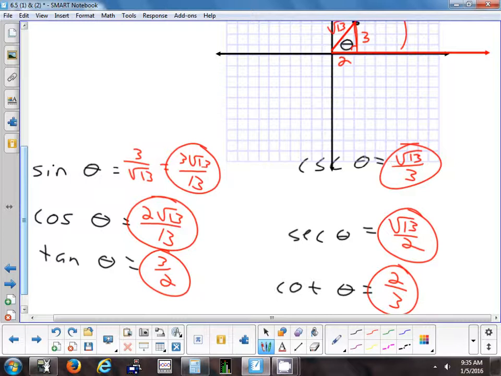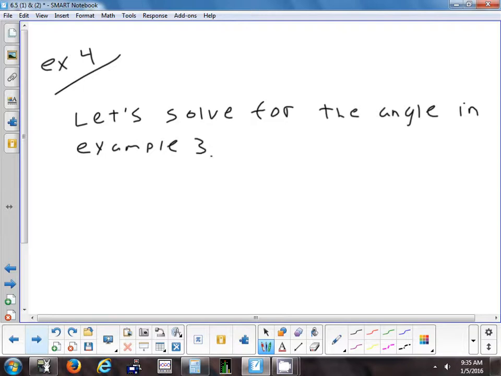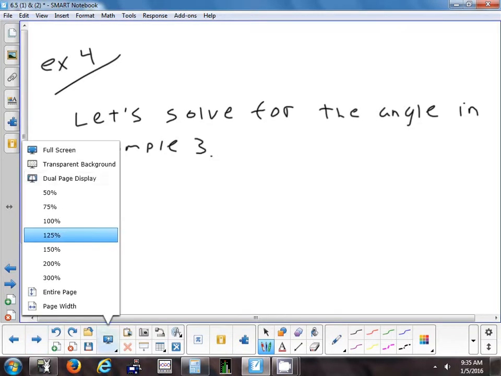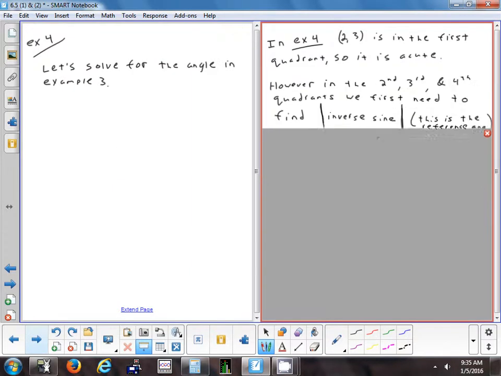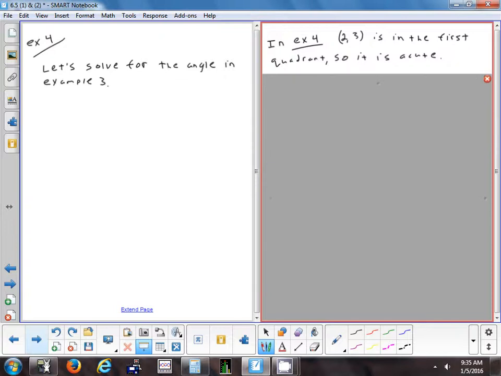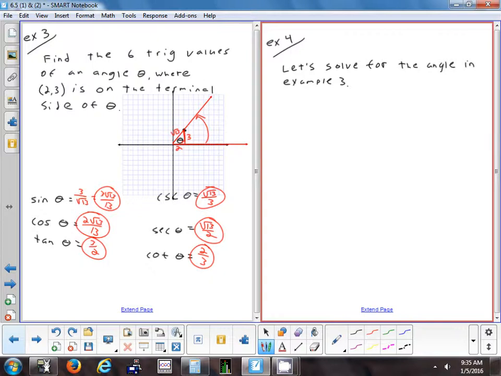Now, any one of these pieces of information is enough to find out how big is the angle. But in order to solve for that angle, what I'm going to do is focus on using inverse sine, and I'm going to explain why in a little bit. I already know that it's an acute angle. How do I know that? The point 2, 3 is in quadrant 1. All angles in quadrant 1 are between 0 and 90. So it's somewhere between 0 and 90.